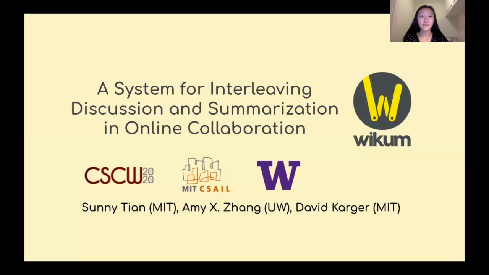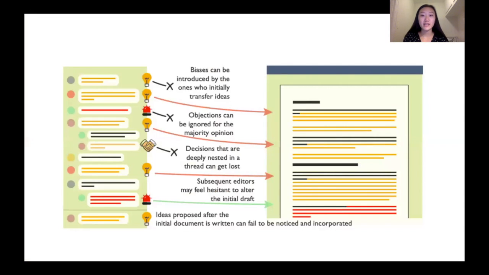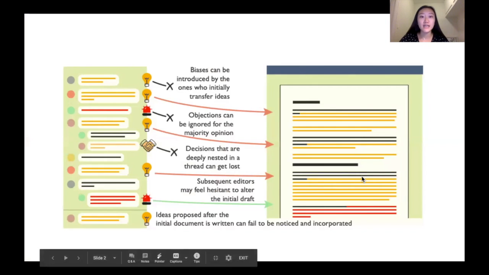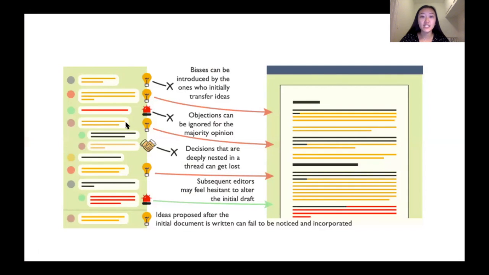Our work is on Wikum Plus, a system for interleaving discussion and summarization in online collaboration. When collaborating, groups typically discuss in a tool like Slack and then move to a separate document writing software like Google Docs. But this means that the document loses its link from the discussion that generated it and can result in scattered and lost ideas.